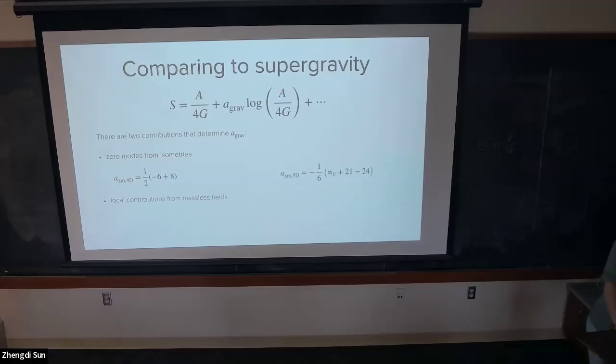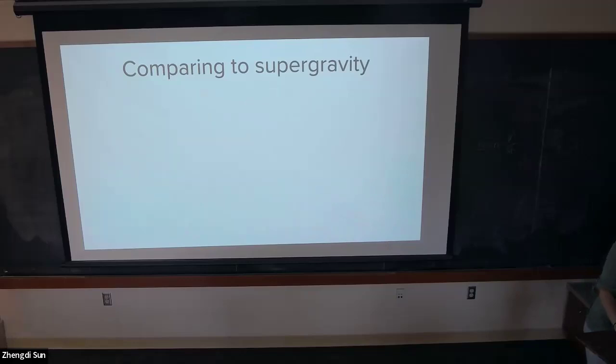And there are local contributions coming from massless fields that you compute by a heat kernel computation. In 4D, they depend on the number of supersymmetries and the number of vector and hypermultiplets, whereas in 5D, or in any odd dimension, the heat kernel vanishes. So that's how this number A graph comes about in gravity.